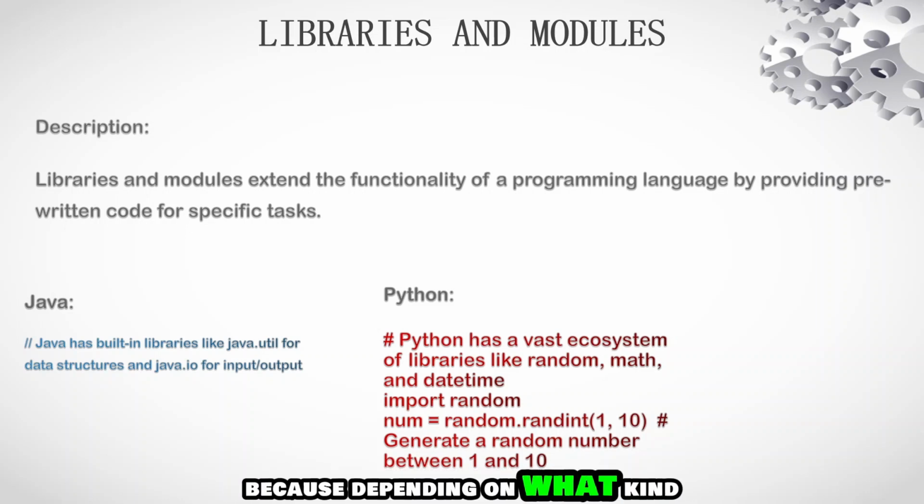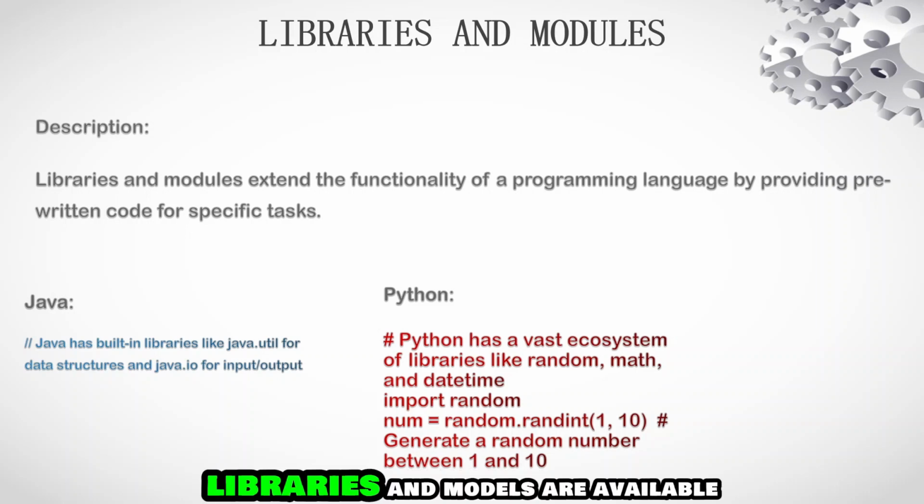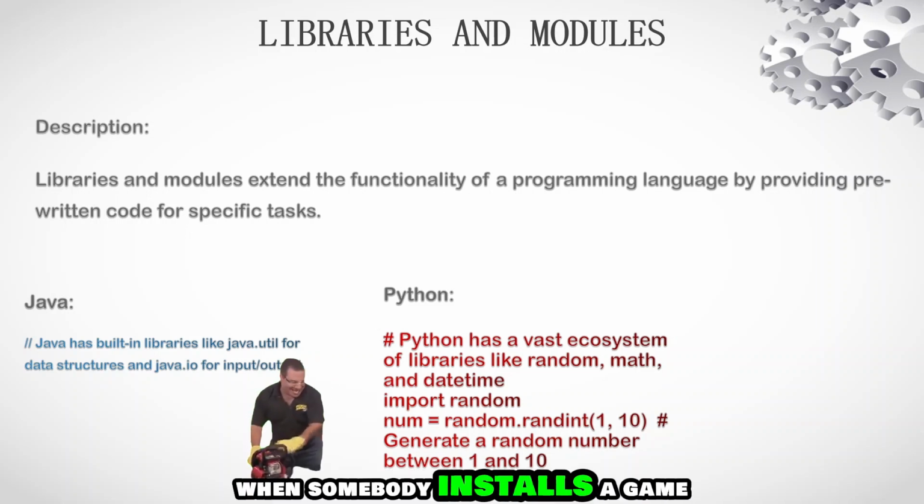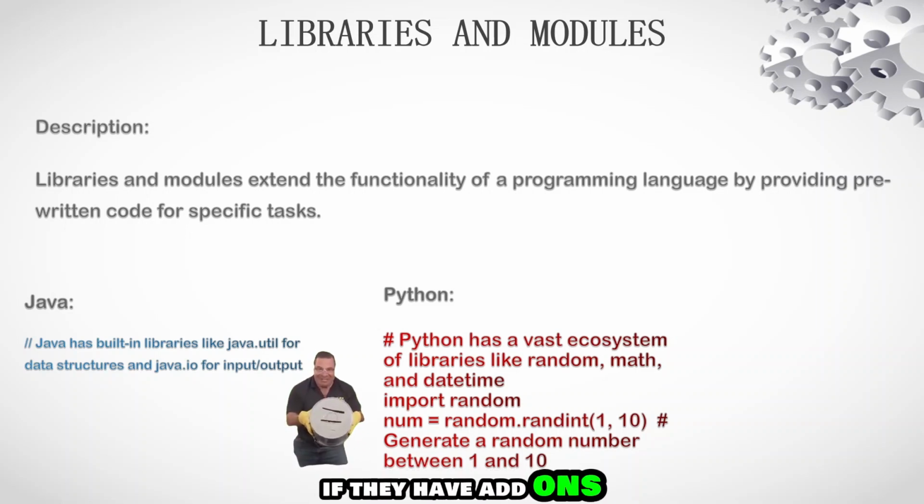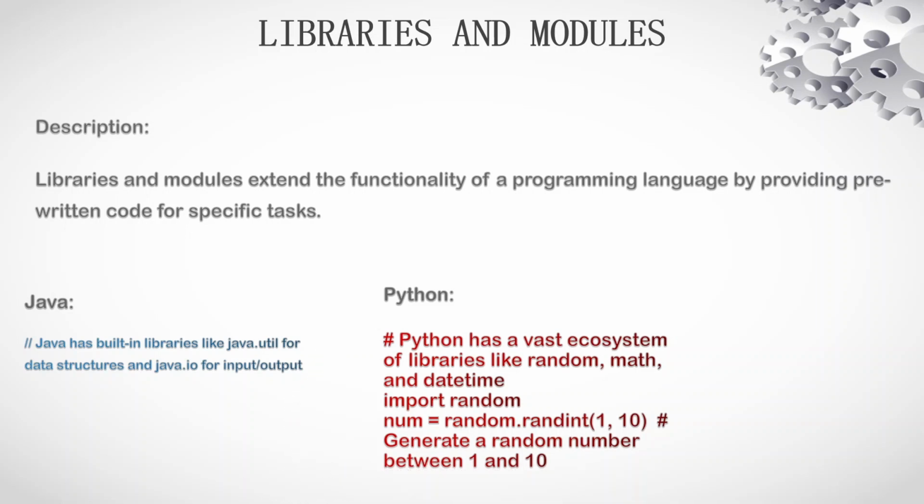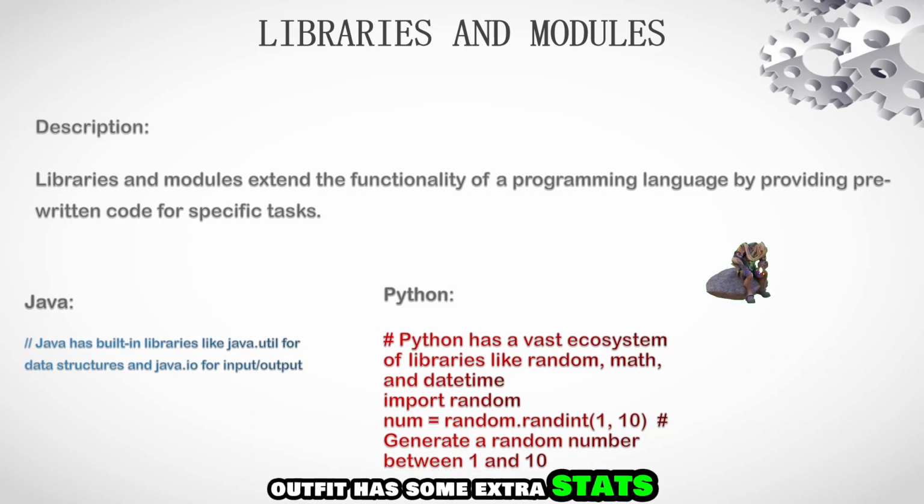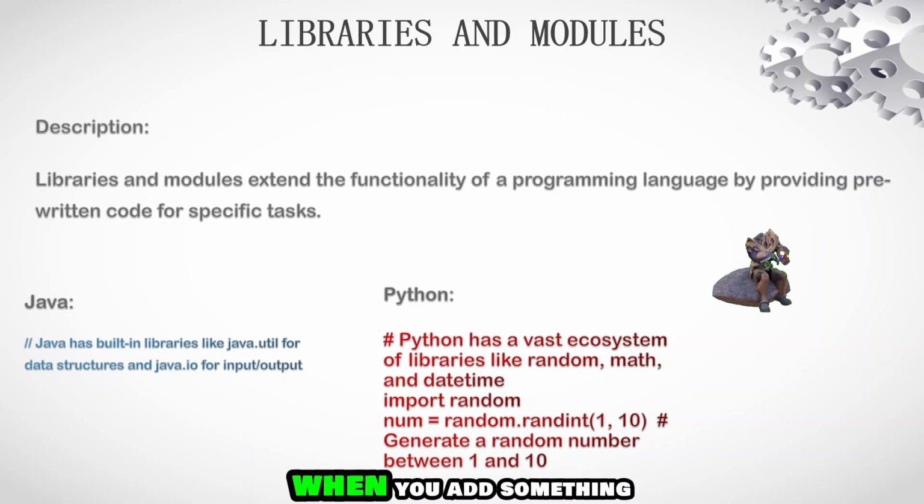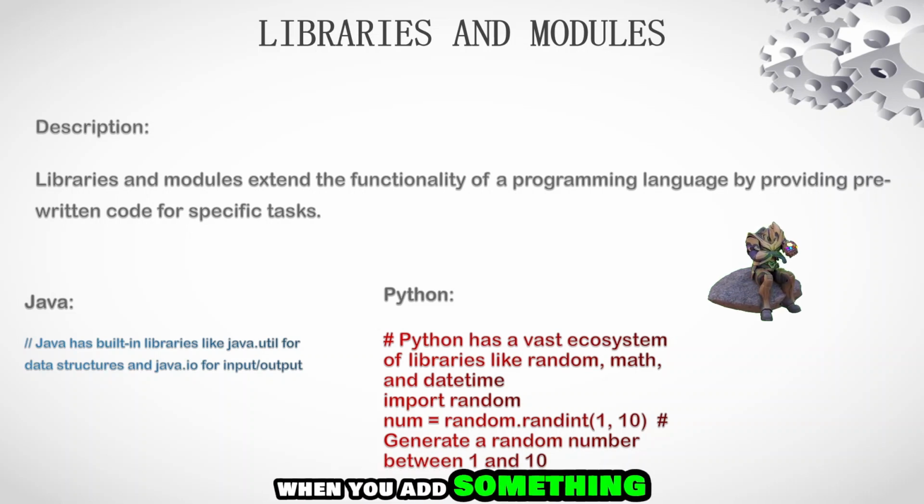Libraries and modules, okay, this is what makes programming languages really compete with each other, because depending on what kind of libraries and modules are available, the programming language increases in power. So what are libraries and modules? You can think of them as add-ons. When somebody installs a game and they purchase a better weapon, or a cool outfit, which might be useless, but if your outfit has some extra stats like armor, then you become stronger. That's the concept: when you add something, it becomes better.